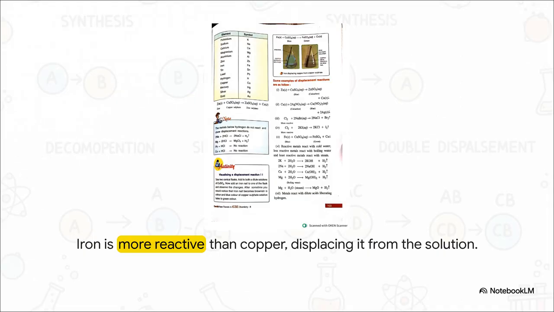Okay, let's see this rule in action. We've got an iron nail, and it's placed in this blue copper sulfate solution. Now remember our list? Iron is higher up on the activity series, so it is stronger than copper. And what happens? It displaces it. The visual proof is right there. The blue solution starts to fade and turn green. That's a new substance, iron sulfate, being formed right before our eyes.